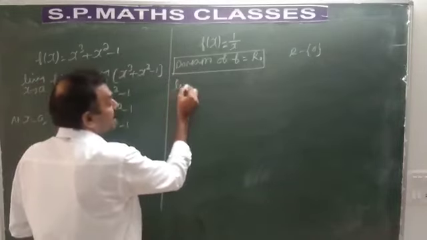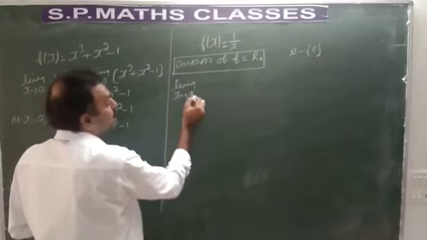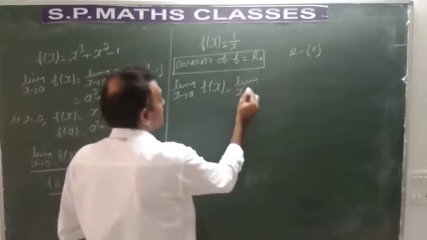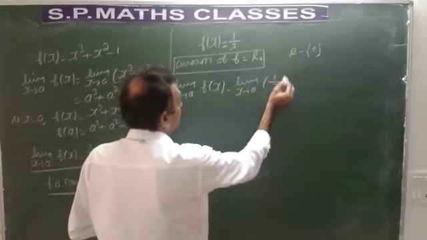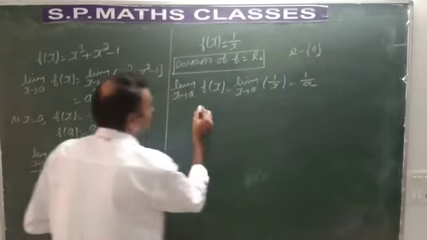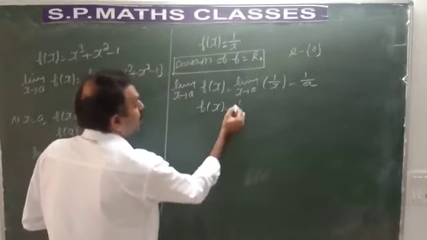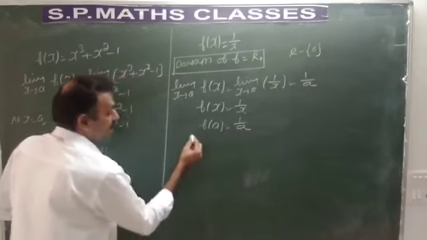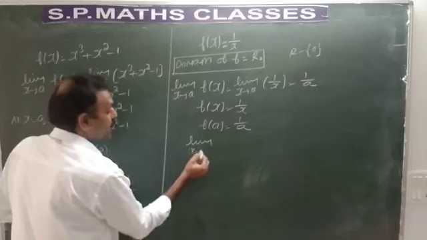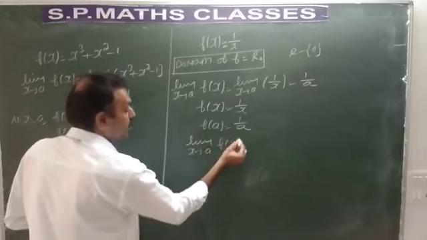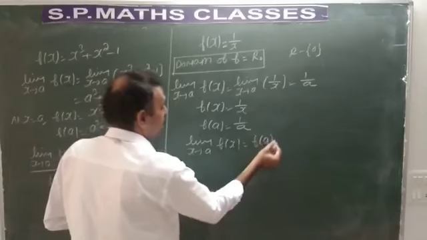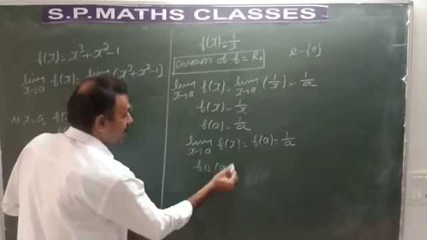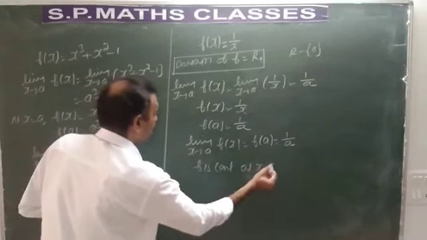Now, let us write the limit as x tends to a of f of x. Limit as x tends to a of f of x, where f of x is 1 by x, is equal to 1 by a. What is f of a? f of a will be 1 by a. I conclude the limit as x tends to a of f of x is equal to f of a, that's equal to 1 by a. So I conclude f is continuous at x equal to a.